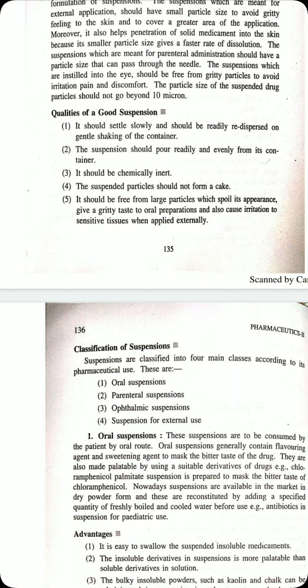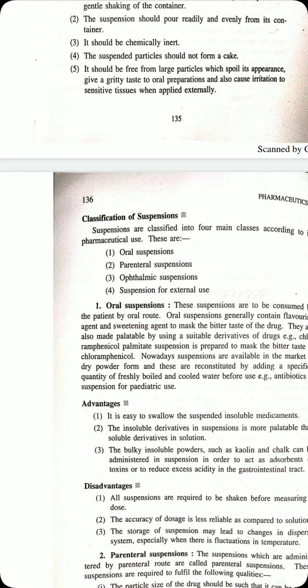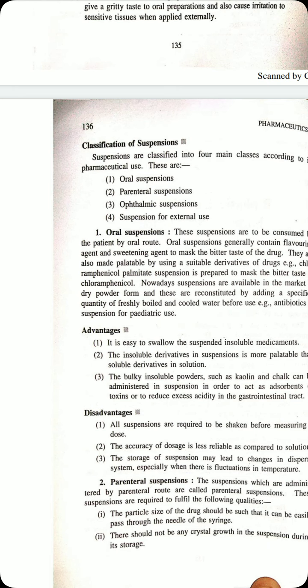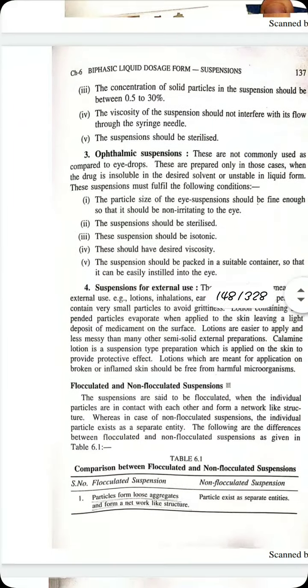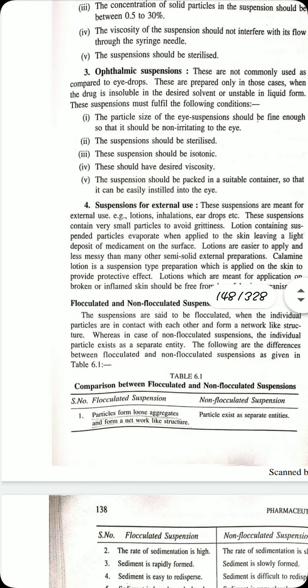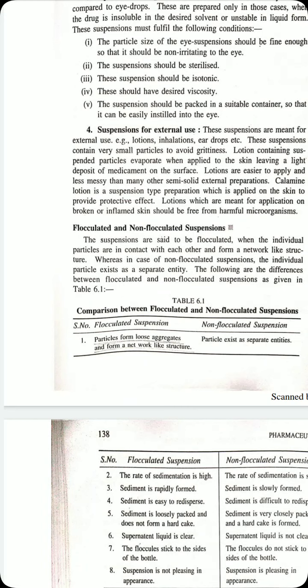So, classification of suspension. Suspension is classified mainly into four types. First, these are classified according to their pharmaceutical use: oral suspension, parenteral suspension, ophthalmic suspension, and suspension for external use. In the lectures, we have seen a detailed description of all these classifications.